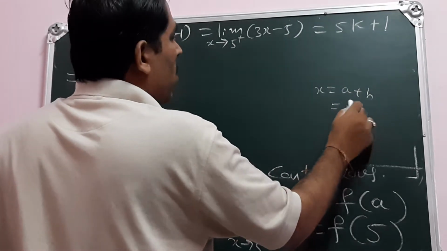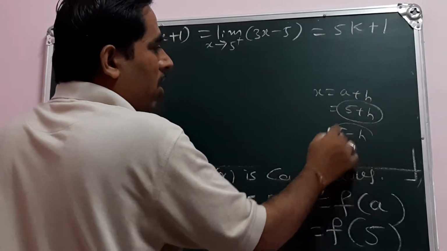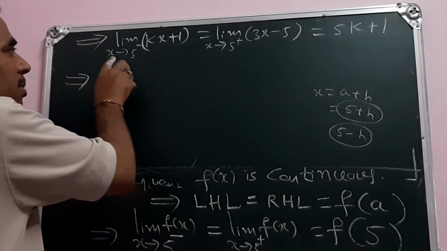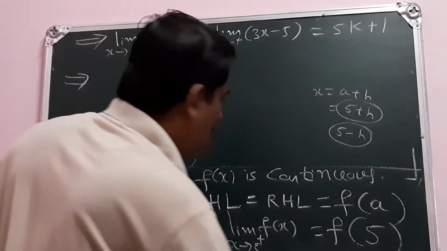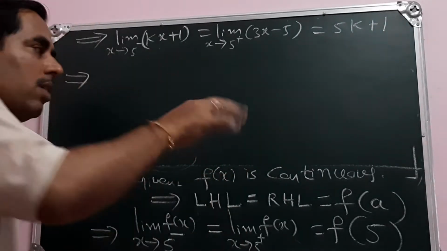Here, a plus h means 5 plus h for the right hand limit. Then for the left hand limit, what do we do? Put x equal to 5 minus h. Then you change the limit as h tends to 0. You can do that method also. Otherwise we can write it directly here.